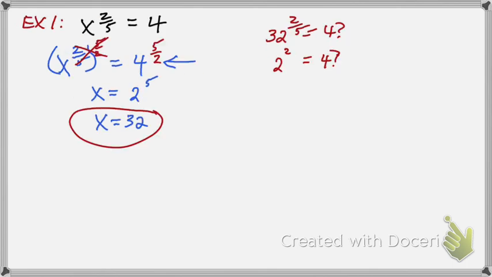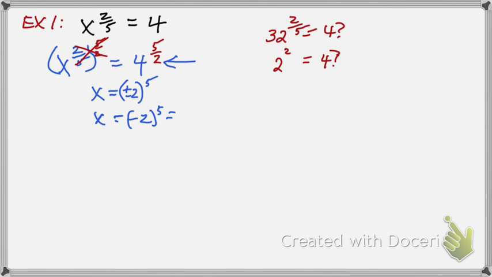Let's go back. This should be the square root of 4 is plus or minus 2. So this should be plus or minus 2 to the 5th. So one version of that is negative 2 to the 5th, which is what? Negative 32. The other version is the one we originally got.